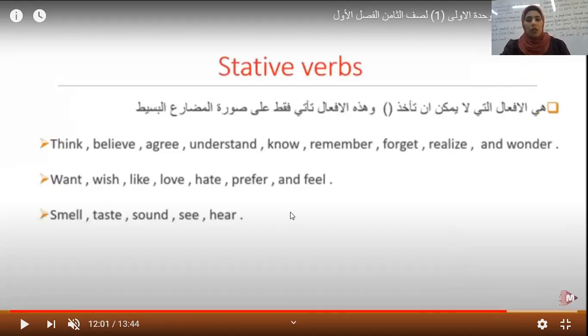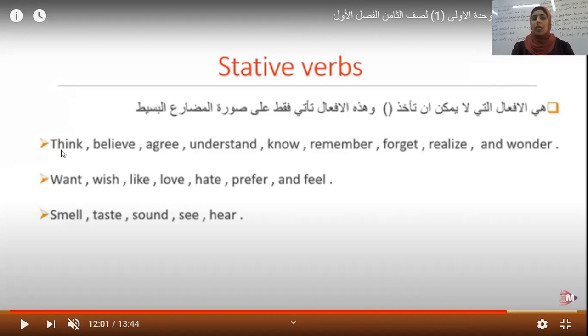We use stative verbs in present simple. I need to talk about stative verbs, which is in your book, page 11. It's talking about stative verbs, which we cannot use with present continuous. Stative verbs only come with present simple, not present continuous. Even if the sentence is related to continuous, we just use present simple with these verbs.